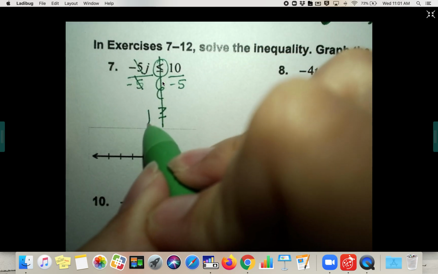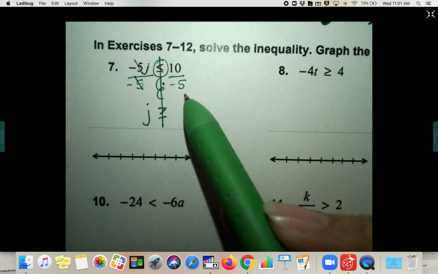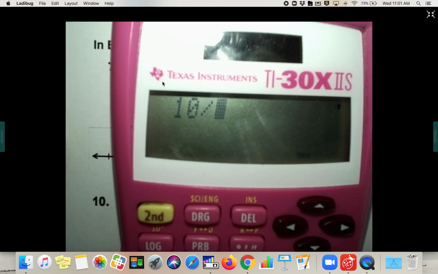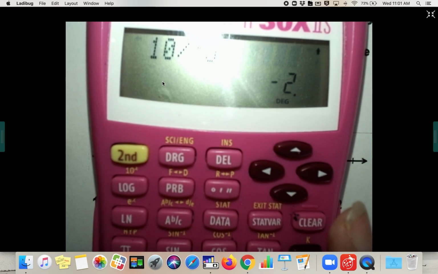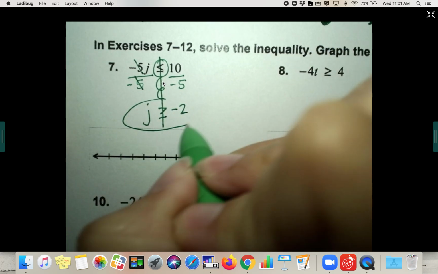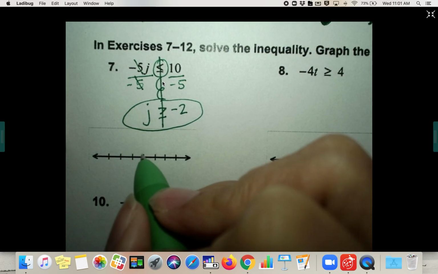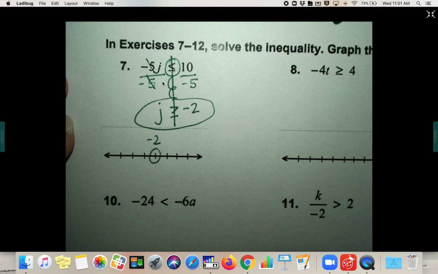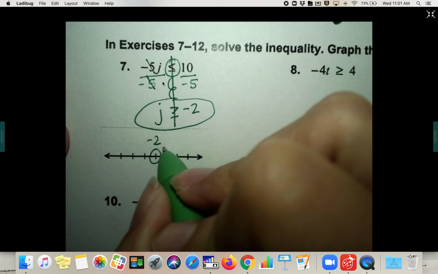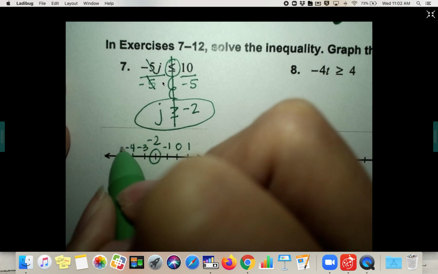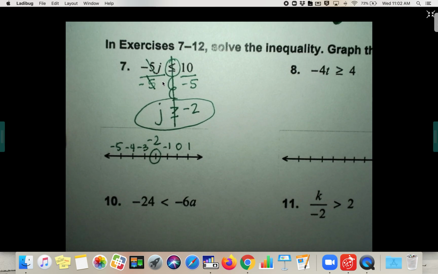All right, bring down J. Go ahead and do the math on the right. 10 divided by -5. If you're not sure, check on your calculator. 10 divided by -5 is -2. Okay, if you didn't flip the symbol, then when you go to graph it right now, you are going to shade the wrong direction. You will miss this problem. So let's go ahead and do bigger numbers to the right. Littler numbers get smaller to the left.